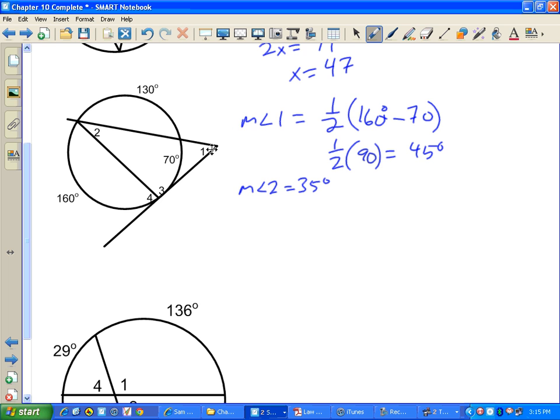For 3 and 4, that's the intersection of a tangent and a chord. So angle 3 should be half of the arc that's intercepted here, okay, between where it meets and where the top of the chord is. So that's 130 plus 70, that's 200. Half of that is 100. So angle 3 is 100 degrees. I already know angle 4 is going to be 80 because it's supplementary with angle 3. But we could also find it using half of this arc. Half of 160 is 80.